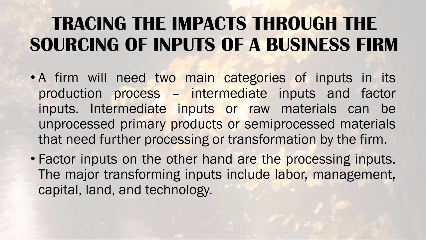Let's move to tracing the impacts through the sourcing of inputs of a business firm. A firm will need two main categories of inputs in its production process: intermediate inputs and factor inputs. Intermediate inputs or raw materials can be unprocessed primary products or semi-processed materials that need further processing or transformation by the firm. Factor inputs, on the other hand, are the processing inputs. The major transforming inputs include labor, management, capital, land, and technology.